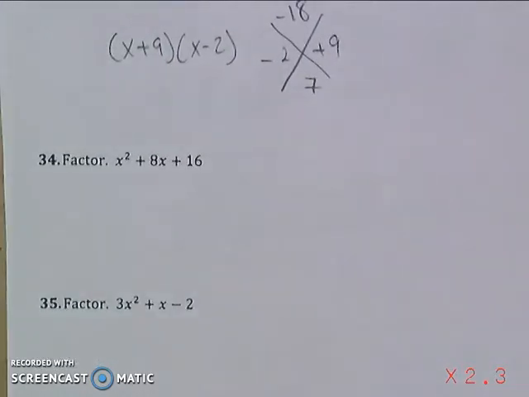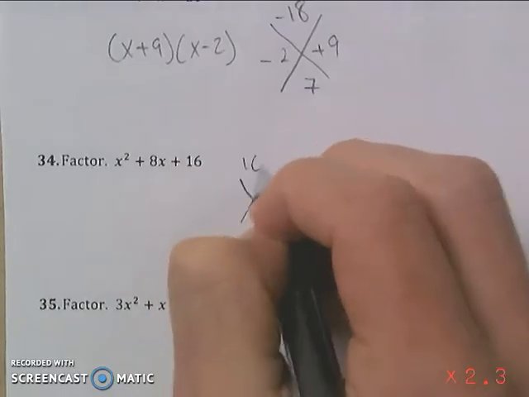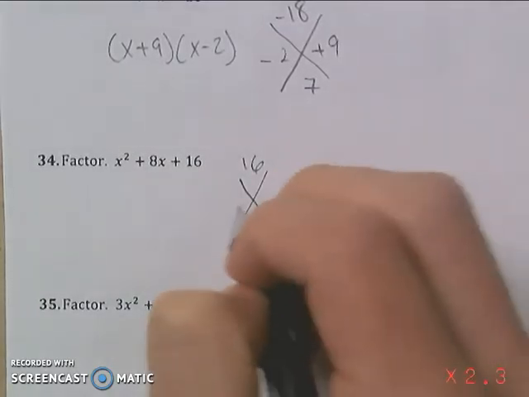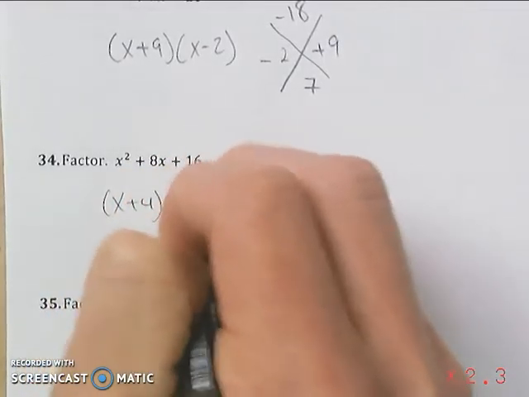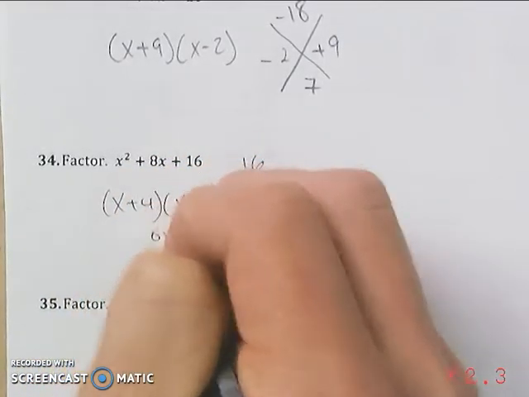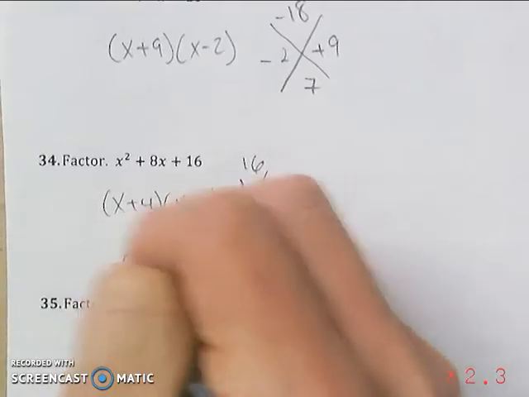Moving down. We get 16 and 8. What two numbers? I'm going to go with 4 and 4. This would be x plus 4 times x plus 4. Or we could write this as x plus 4 squared.